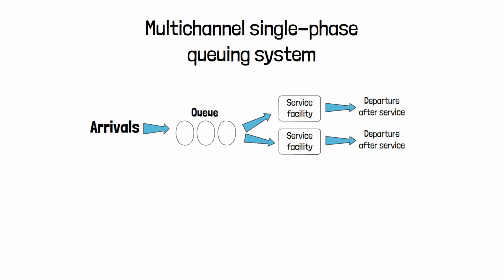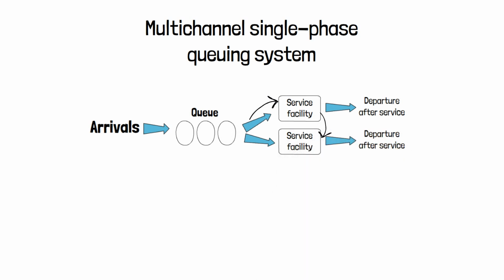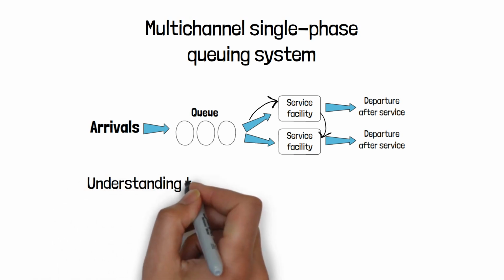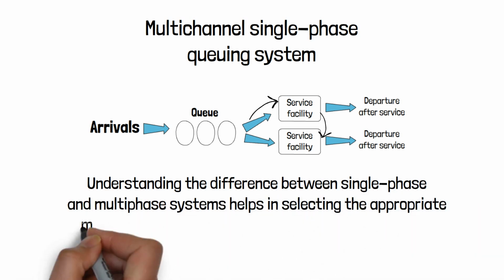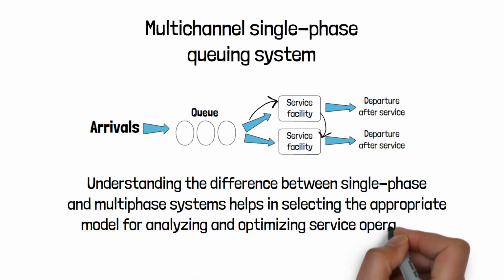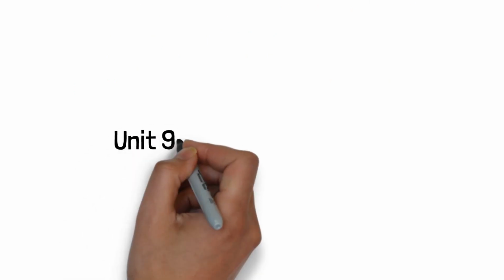This configuration contrasts with multi-phase systems, where customers may go through multiple stages of service, each with its own queue and service mechanism. Understanding the difference between single-phase and multi-phase systems helps in selecting the appropriate model for analyzing and optimizing service operations.